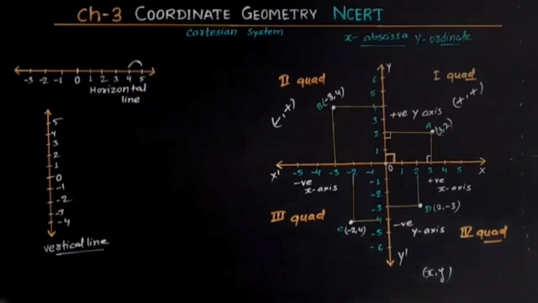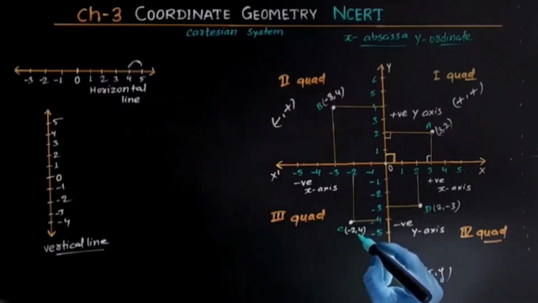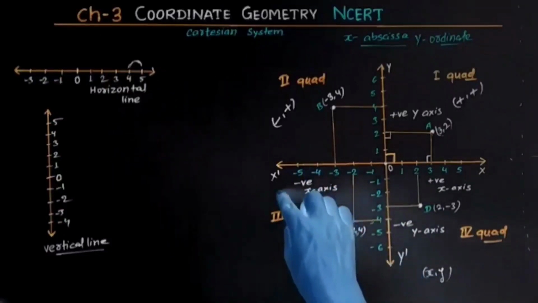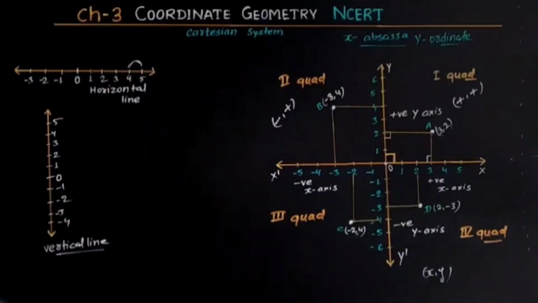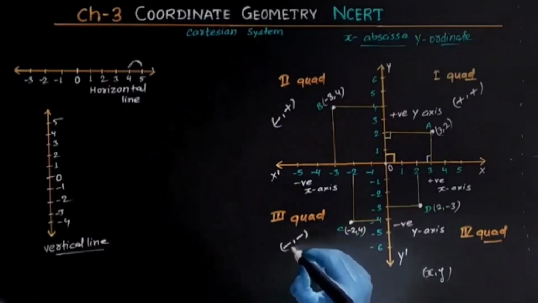In the third quadrant, x is negative and y is positive. So you can write minus comma plus.